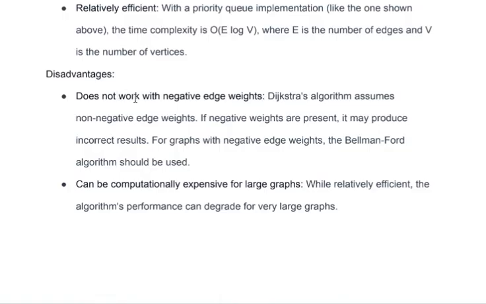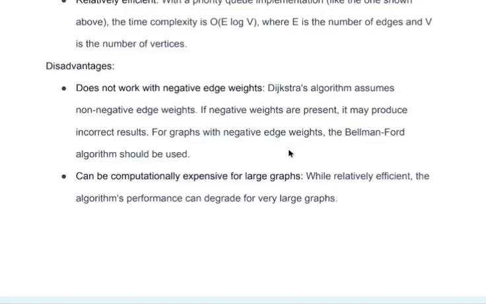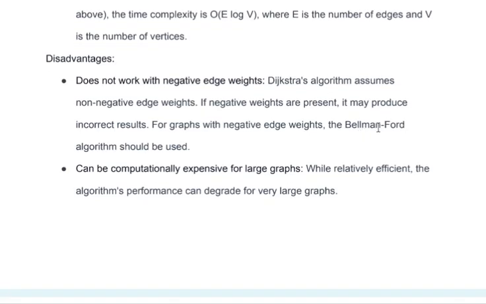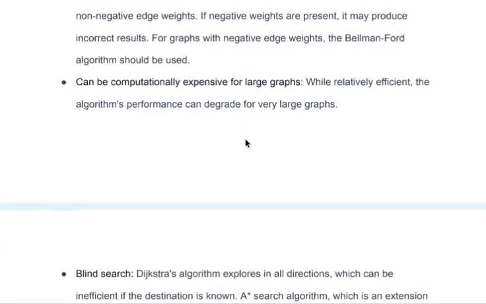Disadvantages: does not work with negative edge weights. Dijkstra's algorithm assumes non-negative edge weights. If negative weights are present, it may produce incorrect results. For graphs with negative edge weights, the Bellman-Ford algorithm should be used.